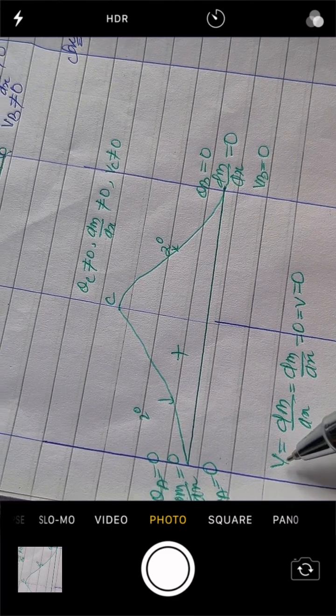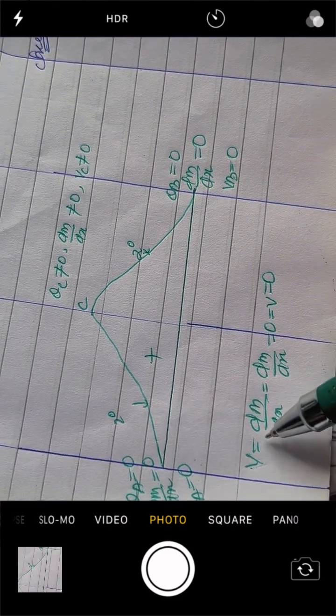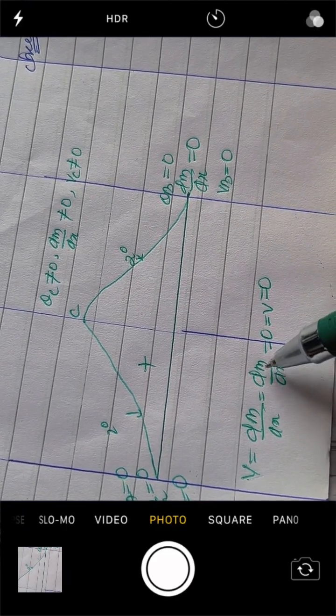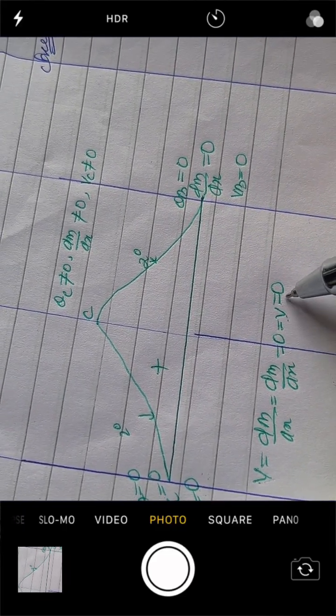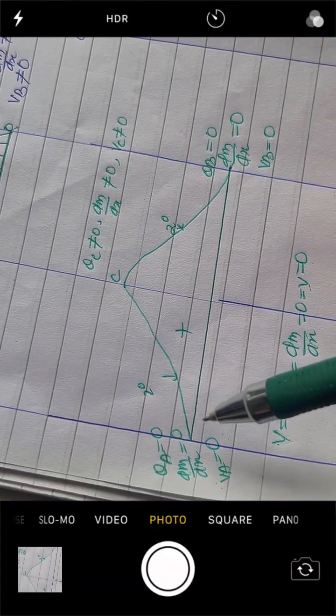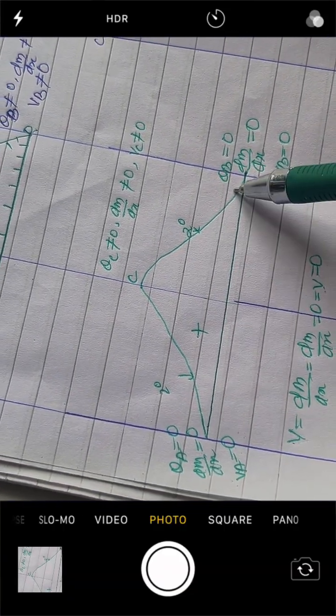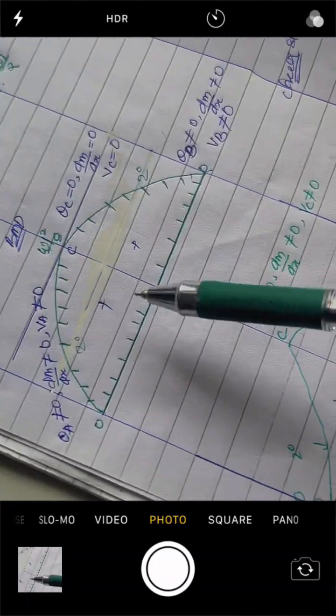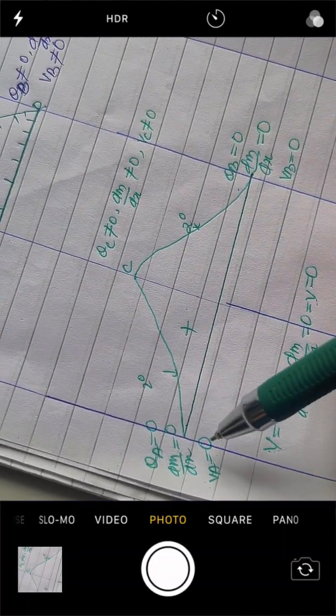We know that shear force is equal to the slope, dM by dx is equal to V, and if the bending moment dM by dx is equal to 0, then our shear force is also equal to 0. We know this relationship, and we can also go with this diagram, but we have opted for this diagram. This is the correct diagram, but why we have chosen this instead of this, now I'm going to explain it.